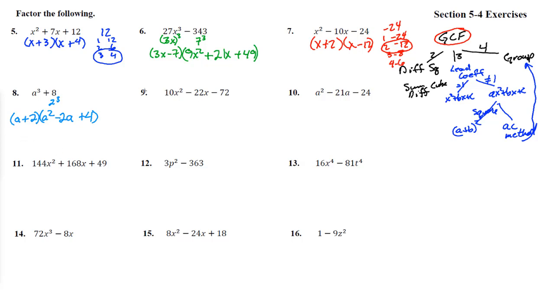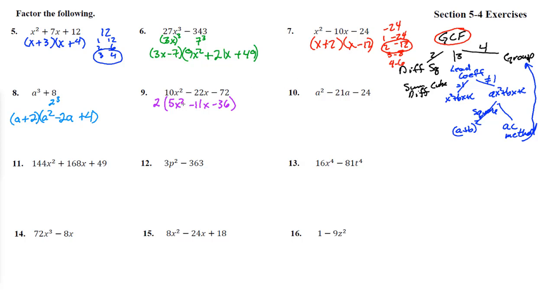All right, number 9. 10x squared minus 2x minus 72. Is there a greatest common factor? Yes, there is. We can pull a 2 way out front here. We're left with 5x squared minus 11x minus 36. At least a little bit, that got us to smaller numbers.